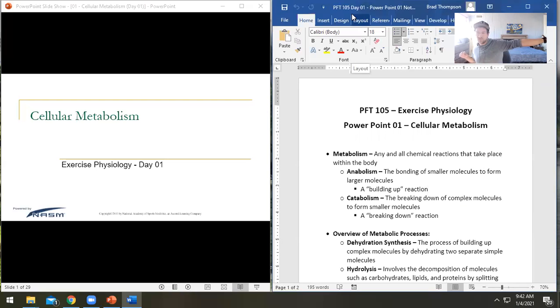So exercise, I love this class. I love talking about physiology. So we are talking about cellular metabolism today. When I say metabolism, a lot of times people tend to be like, yeah, it's how many calories you burn, right? Like, you're tall and skinny, you've got a fast metabolism. Me, I've got a slow metabolism. It's like, well, let's talk about what that actually means.